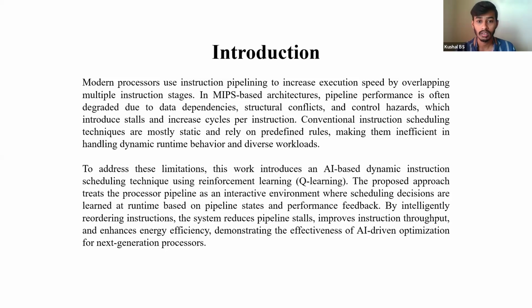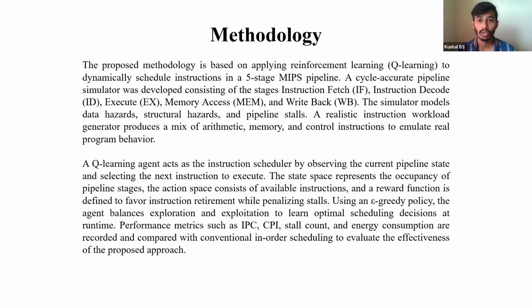To address these limitations, this work introduces an AI-based dynamic instruction scheduling technique using reinforcement learning. In the proposed approach, the processor acts as an interactive environment where scheduling decisions are learned at training time and then at runtime based on pipeline states, with performance feedback. Intelligent scheduling reorders instructions, which reduces pipeline stalls, improves throughput, and enhances energy efficiency, demonstrating the effectiveness of AI-driven optimization for next-generation processors.